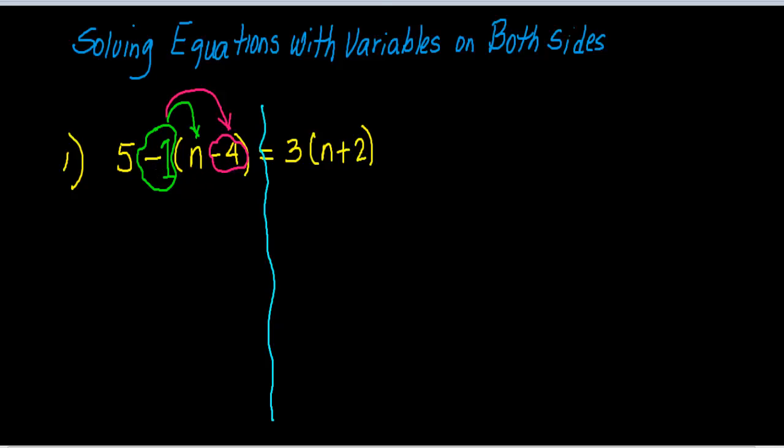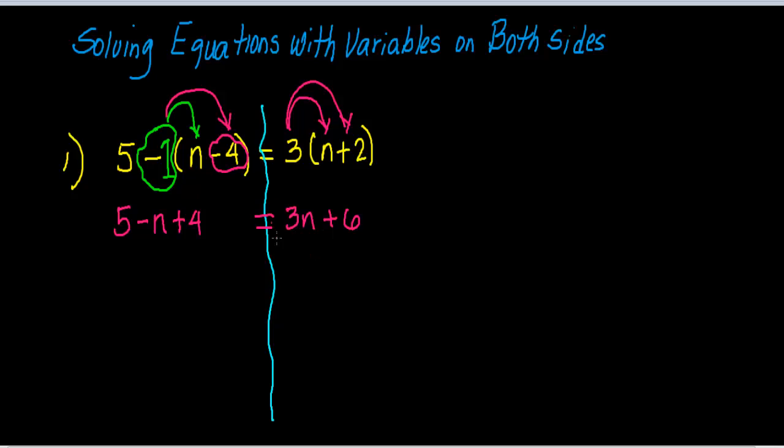So let's do this distributive property here. Let's write 5, and then negative 1 times n, that's negative n. And negative 1 times negative 4, that's plus 4. Negative times negative is positive. So I'm done with distributing on this side, equals. Now I'm going to distribute this side. So 3 times n is 3n, and 3 times 2 is 6. And there you go.